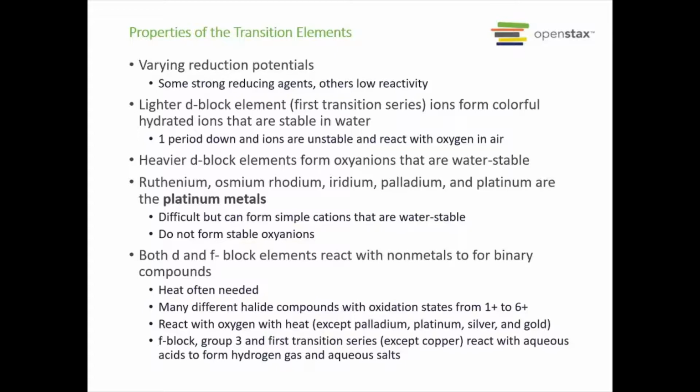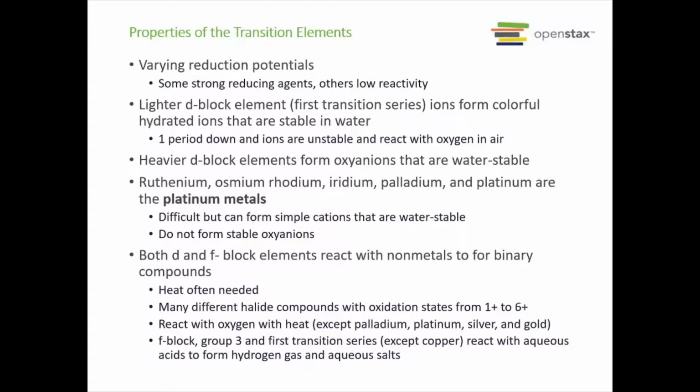Such as molybdate, which is MoO4 2-, and perrhenate, ReO4 -. Just some examples. We have a group called the platinum metals, which include ruthenium, osmium, rhodium, iridium, palladium, and platinum. These don't form stable oxyanions, and it takes some energy to make them form simple cations that can be stable in water. It's difficult, but it can happen with enough energy and the right stuff.